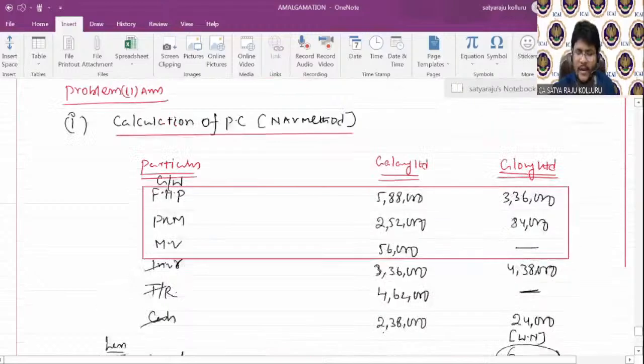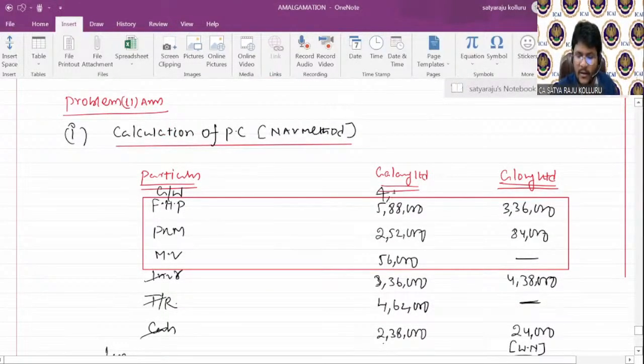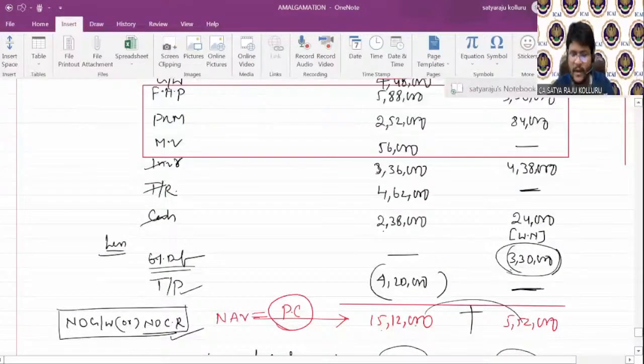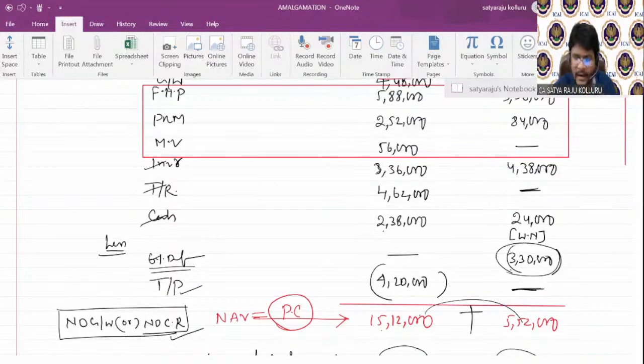4,48,000 and 1,68,000. Now there is a change in PC. Just add 4,48,000: 15,12,000 plus 4,48,000 becomes 19,60,000.